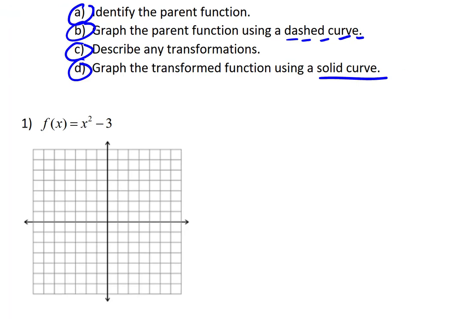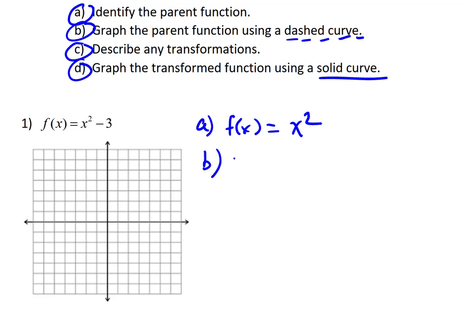Our first function is f of x equals x squared minus 3. So let's go through every one of our parts to get this example going. The first said identify the parent function. Well, by looking at this function, you want to try to spot what looks most basic to it, such as there's an x squared term first in it, which is a pretty good hint that f of x equals x squared would be our parent function.